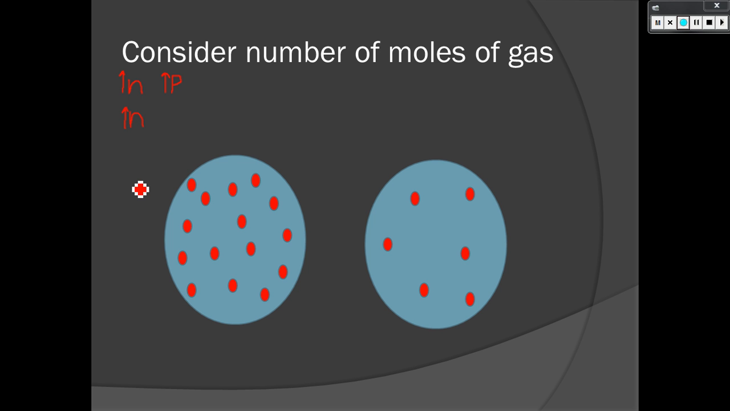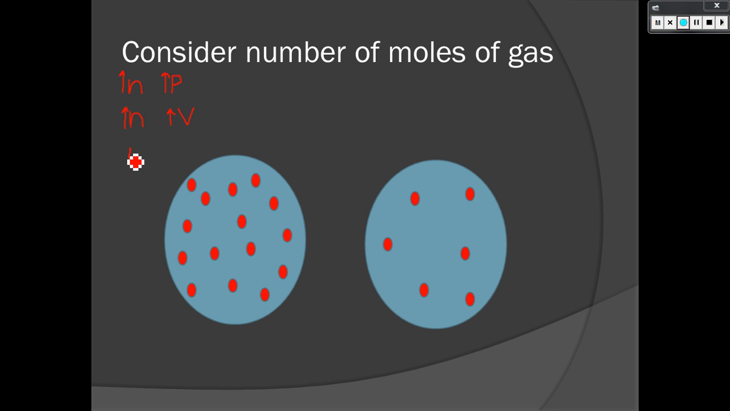Okay, so now let's look at the number of moles increasing, and let's look at the volume if temperature and pressure stay the same. This one is obviously going to be higher pressure, and so in order to have the same pressure between the two, we would need a larger volume. So number of moles and volume are also going to be directly proportional.